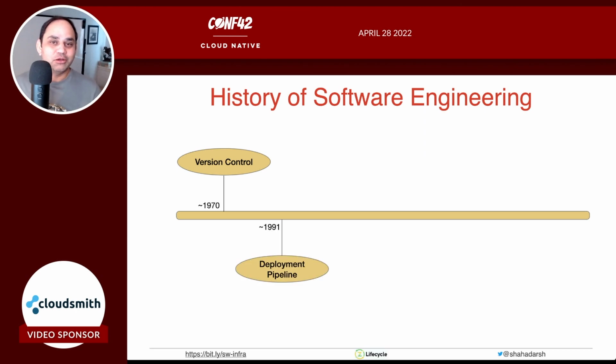After that, we'll talk about deployment pipelines. Around the 1990s, 1991 is when we started using deployment pipelines that gave us more predictable deployments. Then we'll talk about microservices. Around 2005 is when we realized that we need to start breaking our monoliths into smaller services to gain faster feature lead time.